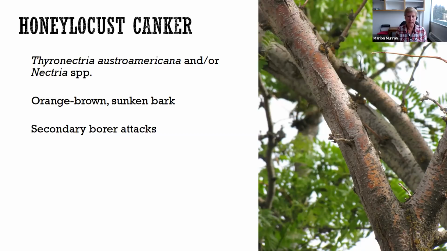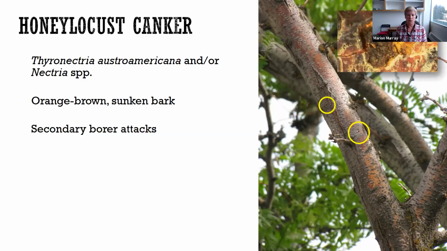In the picture on the right, you can see the bark in the center of that limb is slightly discolored, slightly orange in color. The bark may begin to flake, sink down, and there can be secondary borer attacks. If you have eagle eyes and look real close, you can see some exit holes of honey locust borer on that limb. It spreads with fruiting bodies that form on the trunk and spread spores throughout the tree, just like the other cankers I've been talking about.